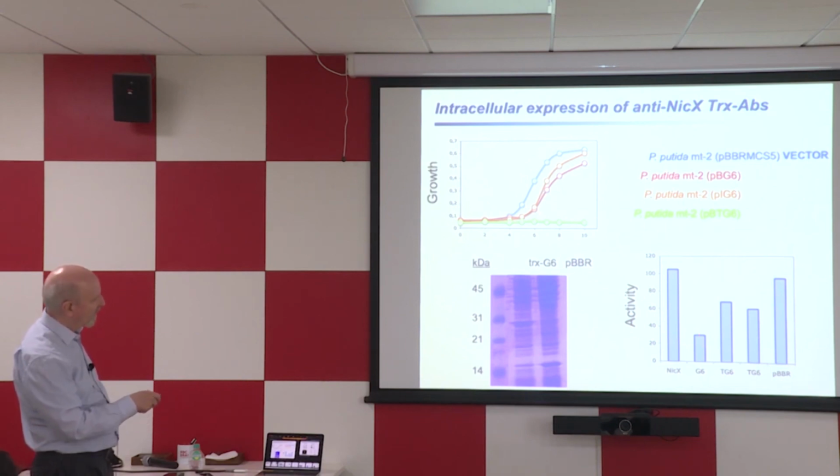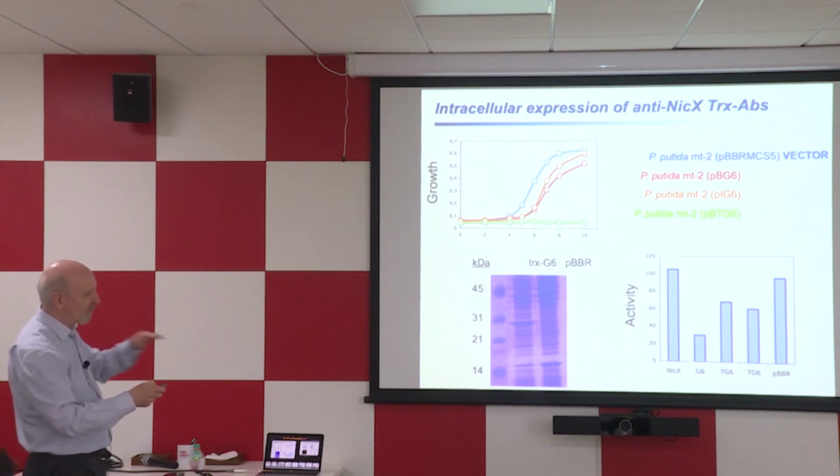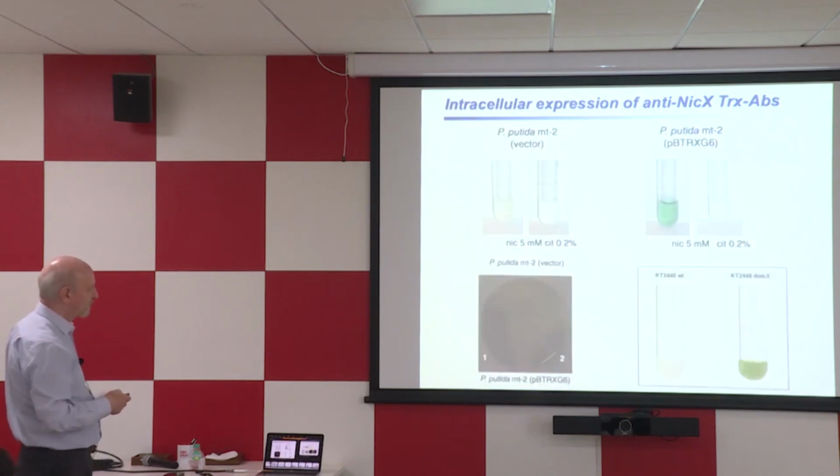you see a considerable decrease in the activity. And this is also manifested here. So when cells are grown on nicotinic acid and you express the antibody that inhibits NicX, you see that you inhibit growth. So that means that you are really inhibiting the reaction.